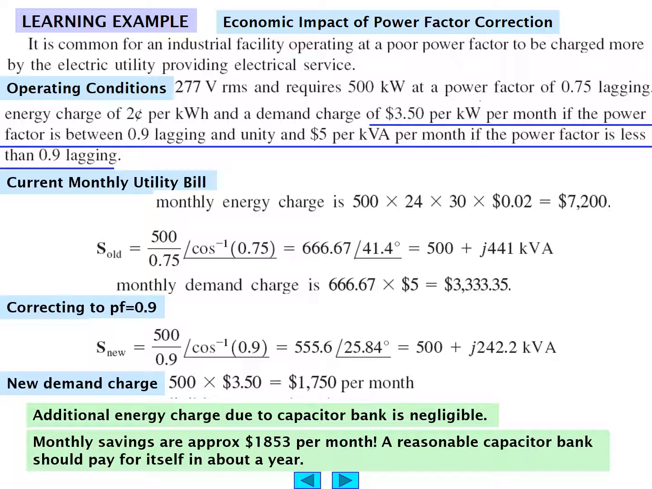So the additional energy charge due to the capacitor bank is negligible if the capacitor has very low losses. The monthly saving is approximately $1,853 per month. And a reasonable capacitor bank, if you go out and purchase it and install it, should pay for itself in the savings of the energy bill in about a year.